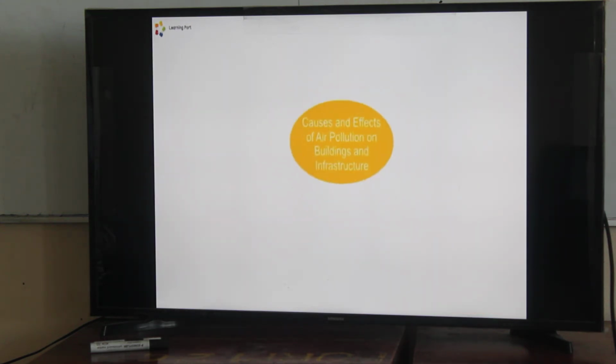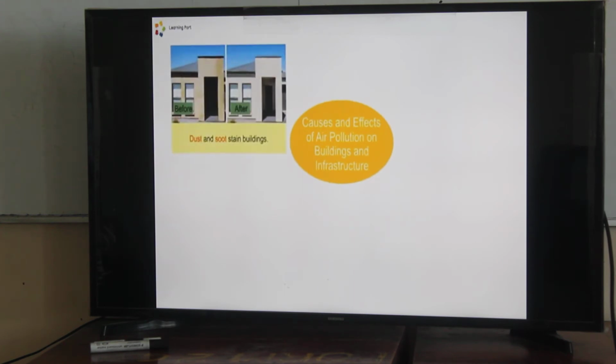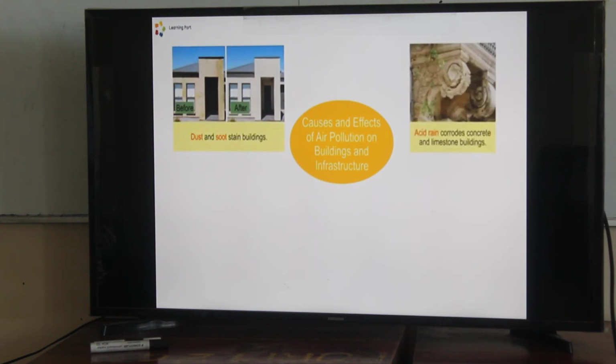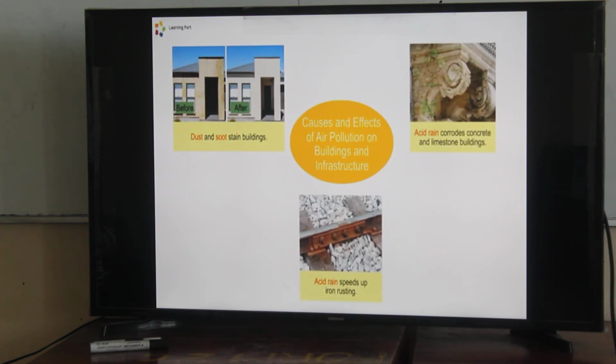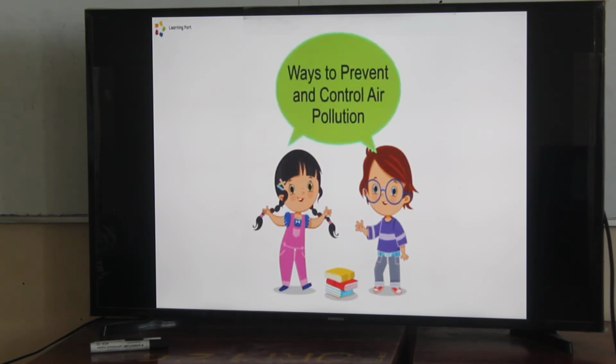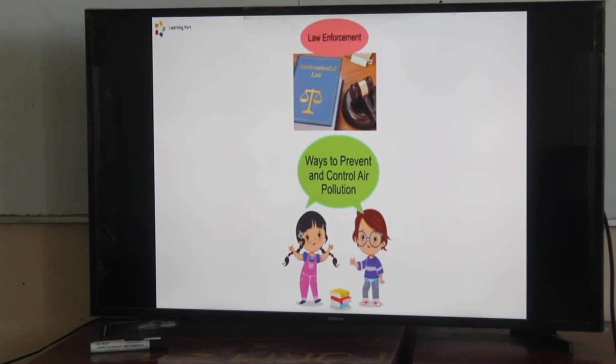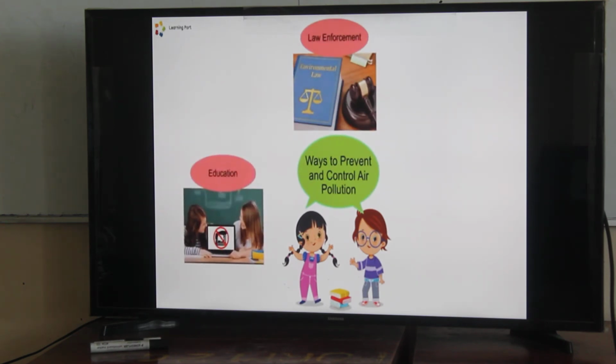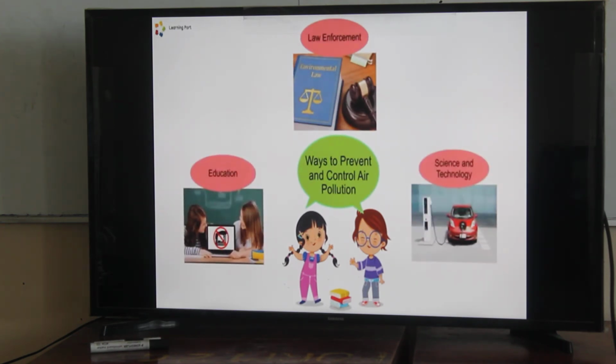What are the causes and effects of air pollution on buildings and infrastructure? Dust and soot stain buildings. Acid rain corrodes concrete and limestone buildings and speeds up the rate of rusting in iron. There are various ways we can use to prevent or control air pollution, for example, through law enforcement, education, and the use of science and technology.